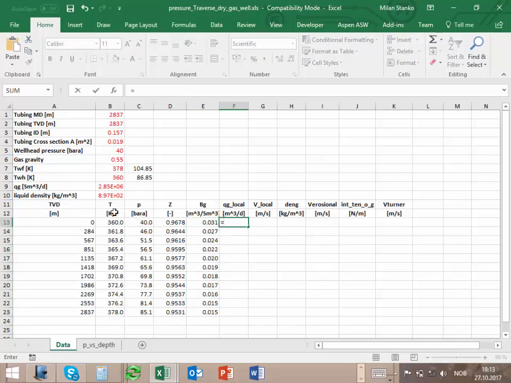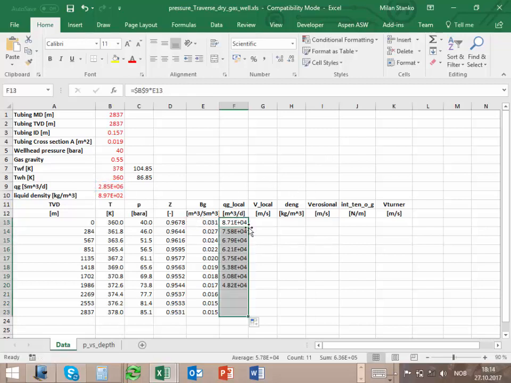Then to calculate the local rate, I just multiply the rate in standard conditions, block it, because that's constant. Remember, every section of the tubing is transporting the same rate, times the Bg, and that gives me a smaller rate, which is okay. Remember that this gas, when it goes to the surface, starts to occupy more and more volume. So logically, in the tubing under high pressure, I should have a lower volume than 1 to the 6.